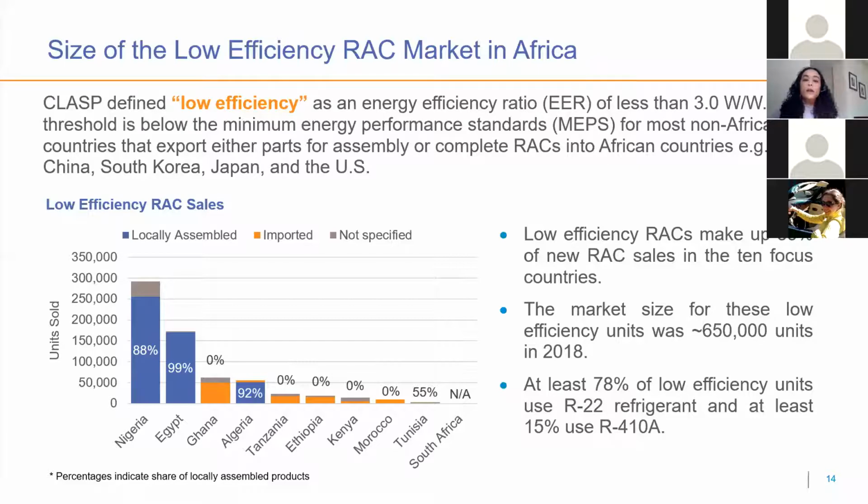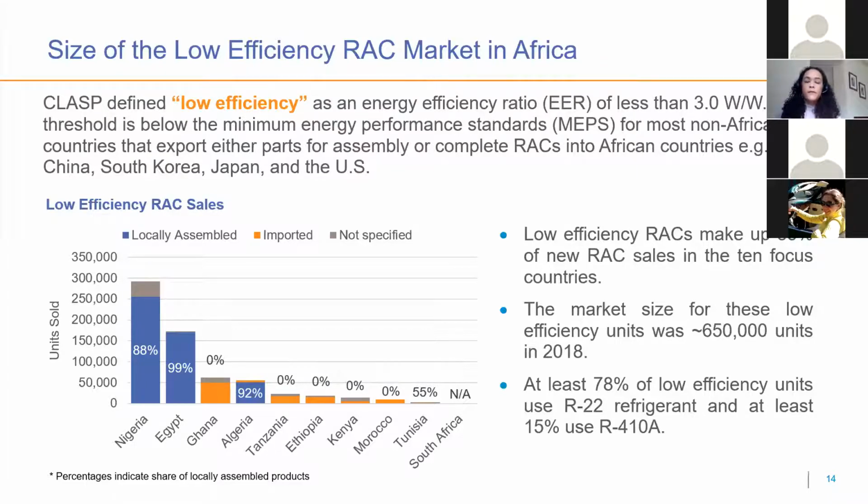So when we look at the market, low efficiency room ACs, being ACs with an EER of less than 3.0 watts per watt, make up 35% of new room AC sales in the 10 focus countries. The market size for these low efficiency units was approximately 650,000 units in 2018. And at least 78% of these lower efficiency units use R22 refrigerant, and at least 15% use R410A. For the remaining units, their refrigerant type was not available, but we suspect based on the efficiency levels that they probably use either R22 or R410A.